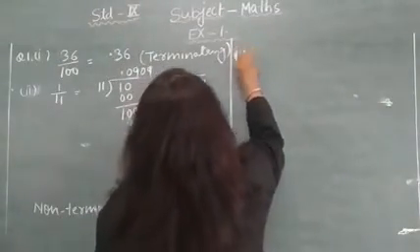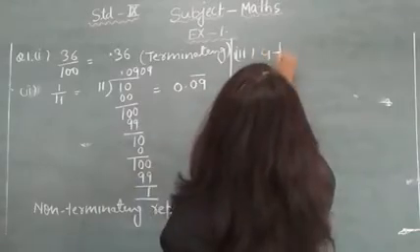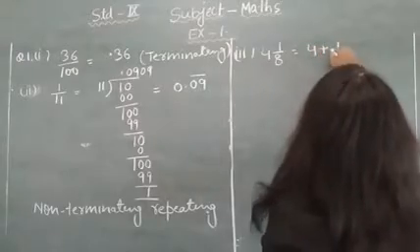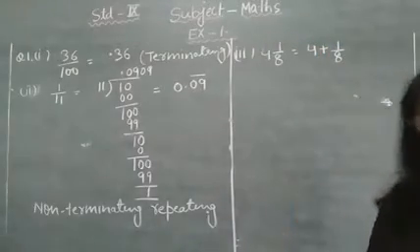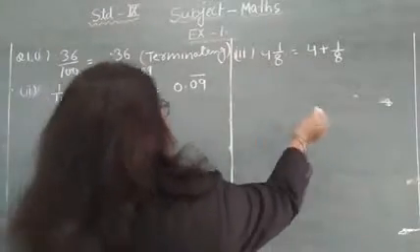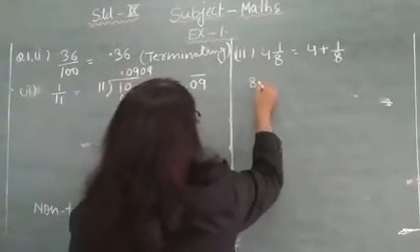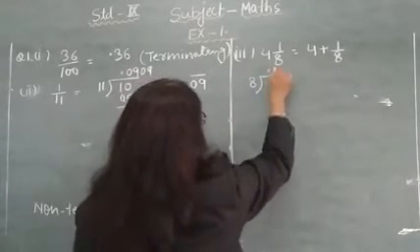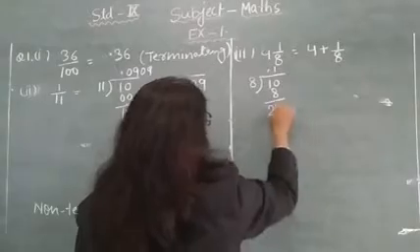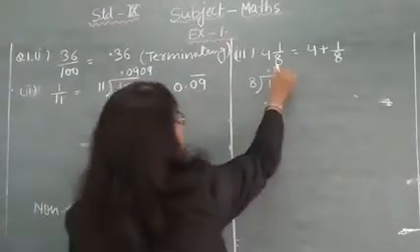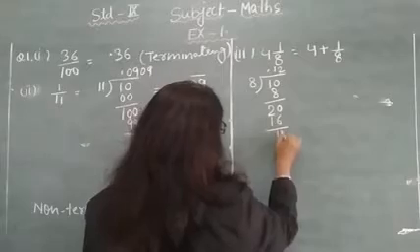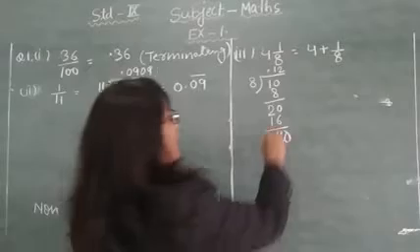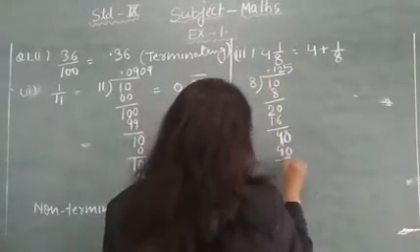What is the third one? This is 4 and 1 upon 8. We can write it as 4 plus 1 upon 8. We will leave 4 as it is and find the decimal expansion of 1 upon 8. So 8 and 1, put a decimal here, 10. 8 times 1 is 8, remainder 2. Because of the decimal this is 20. Now 8 times 2 is 16, and 20 minus 16 is 4. Because of the decimal this is 40. 8 times 5 is 40.